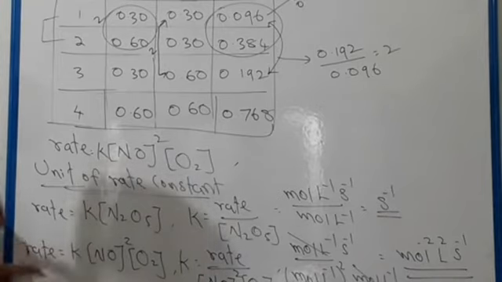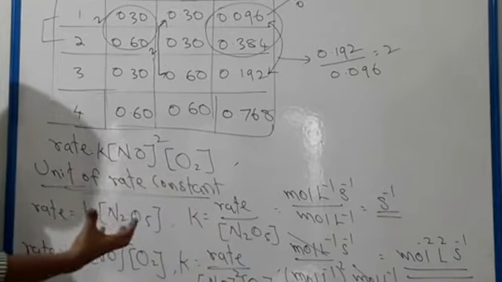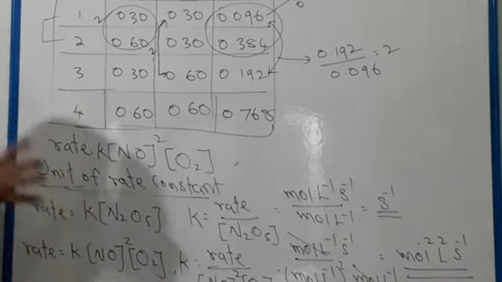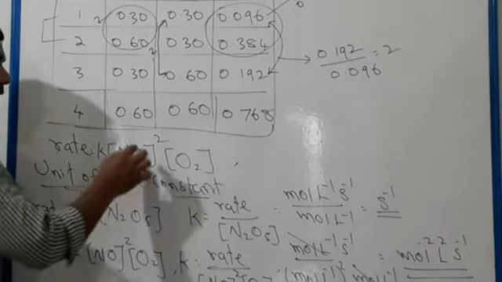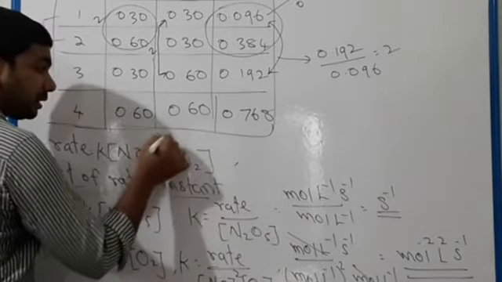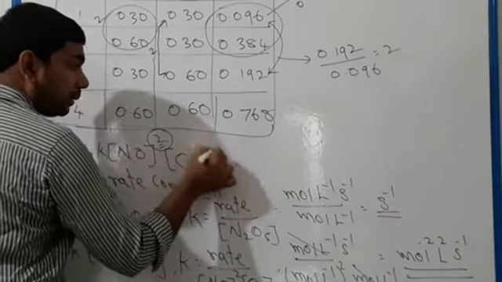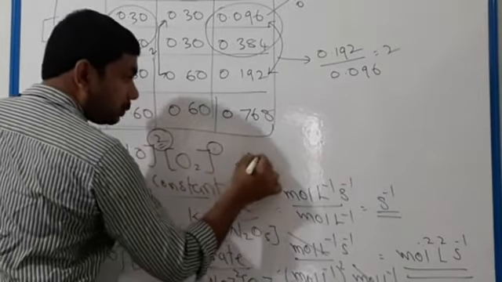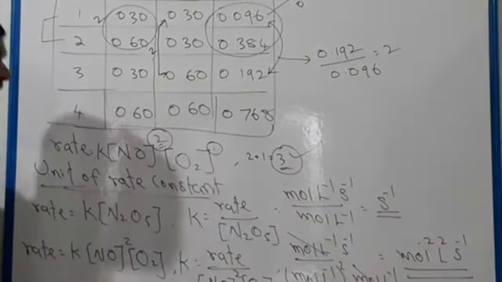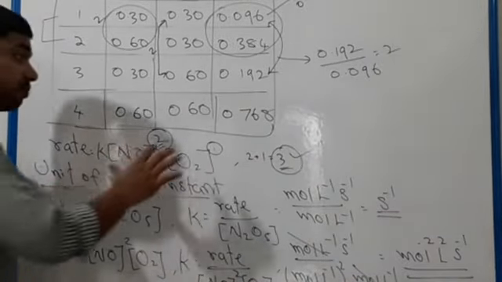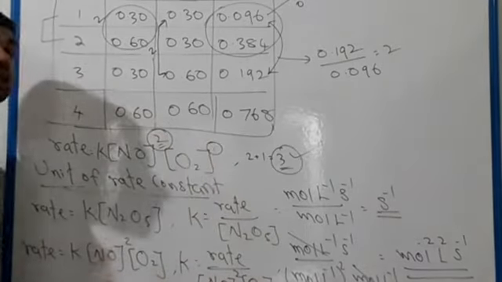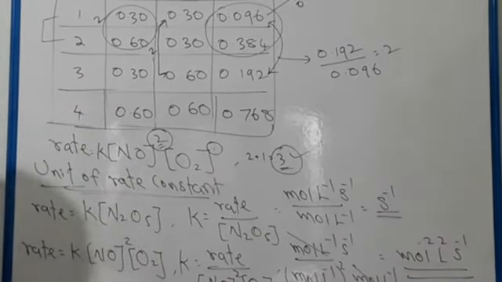Order of reaction means the sum of powers of the concentration terms in the rate law expression. This is the rate law equation, or you can say rate law expression. Here this is the power of the concentration term, here 2, and here no number means here 1. So 2 plus 1 is 3. So the order of reaction is 3. So what is order of reaction? The sum of powers of the concentration terms in the rate law equation is called the order of reaction.